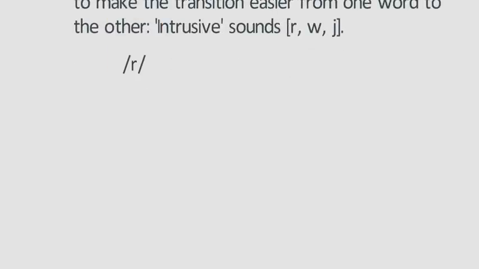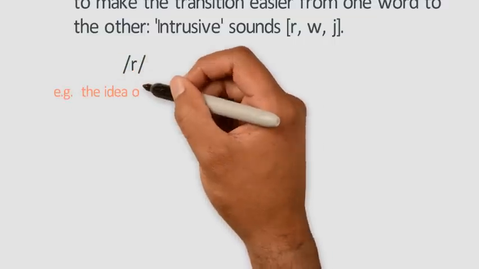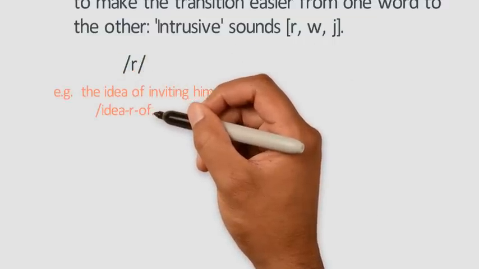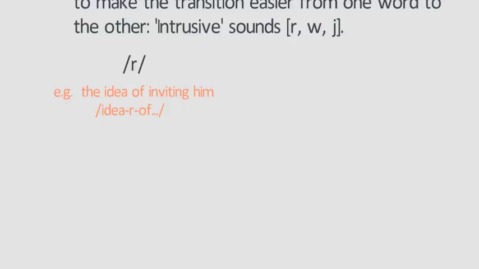Sometimes this is done by introducing an R sound. For example, the idea of inviting him. To make it easier, we will say the idea of inviting him. Idea of. The idea of inviting him.